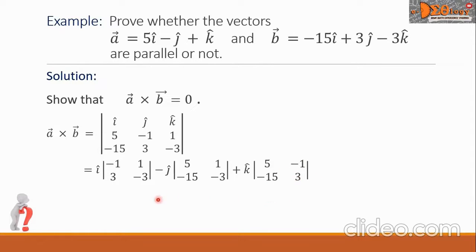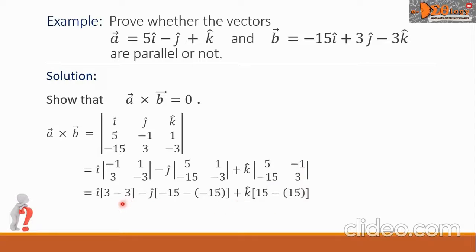Let us now evaluate the determinants. So I is multiplied by the quantity negative 1 times negative 3, that is positive 3, minus 3 times 1 is 3, minus component J times the quantity 5 times negative 3 is negative 15, minus negative 15 times 1 is negative 15, then plus component K multiplied by the quantity 5 times 3 is 15, minus negative 15 times negative 1 is positive 15.